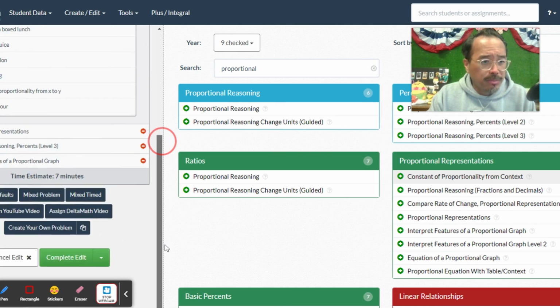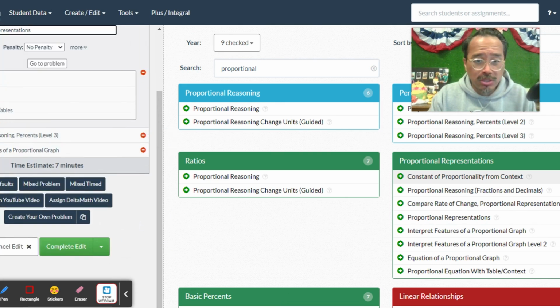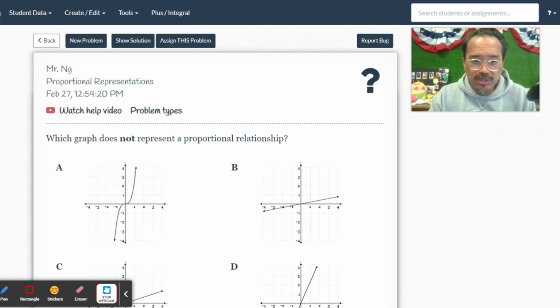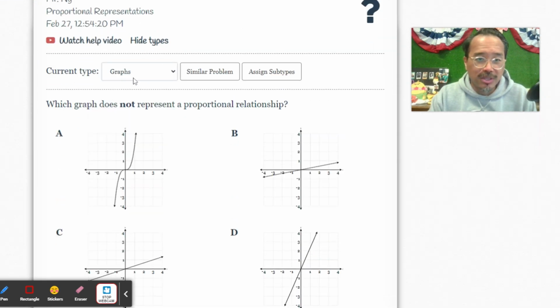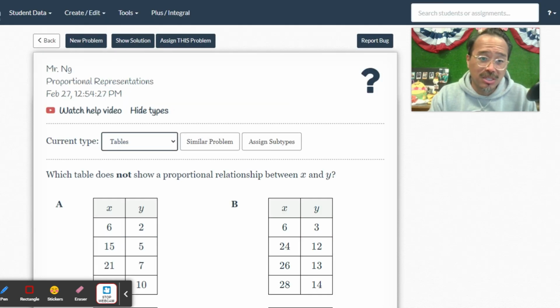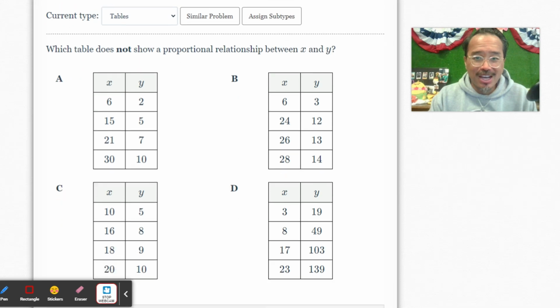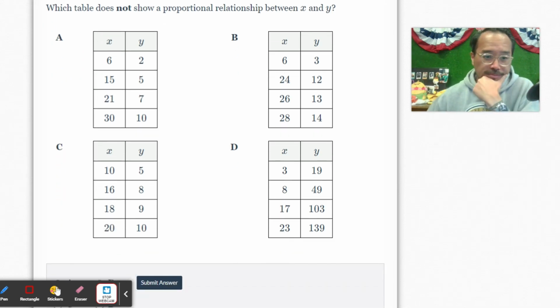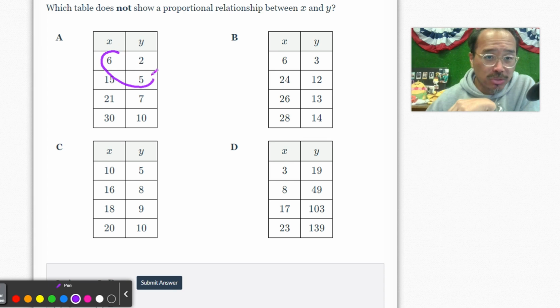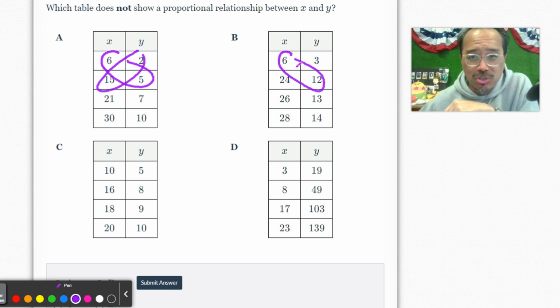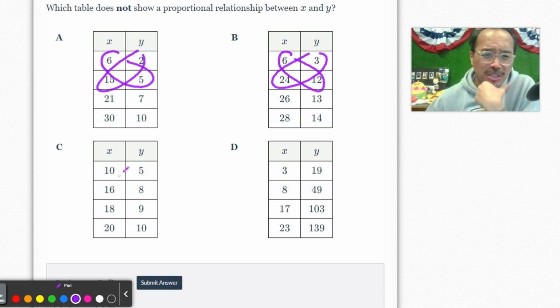What's the next kind of problem? Proportional representations. Do I really need to go over this again? No, right? Okay. Now for tables, real quick, because that's on the test also. Which one is not proportional? How can you find out? This one I won't solve completely. Just cross multiply them. If it's not the same, then it's no good. So 6 times 12 is 72. You know what I'm saying? So that's what you have to do.